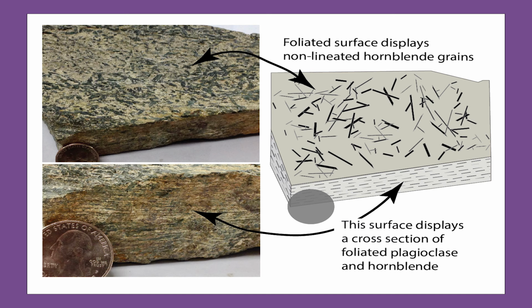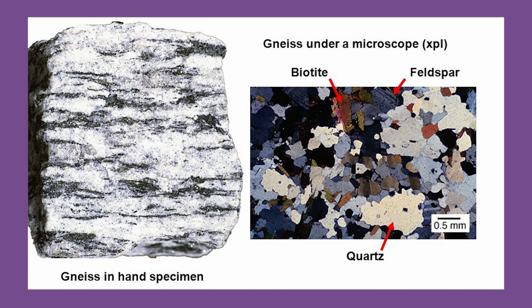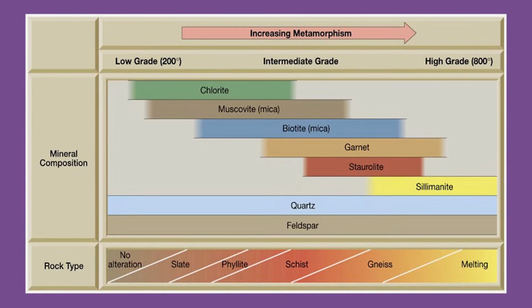The group name is also modified by a term which indicates a conspicuous texture, for example, augen gneiss. The group name can be further modified by the name of the index minerals placed as a prefix to the group name, for example, garnet schist. The name of the index mineral or key mineral indicates a specific condition of metamorphism.